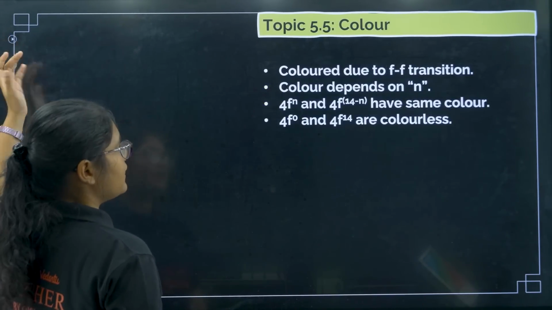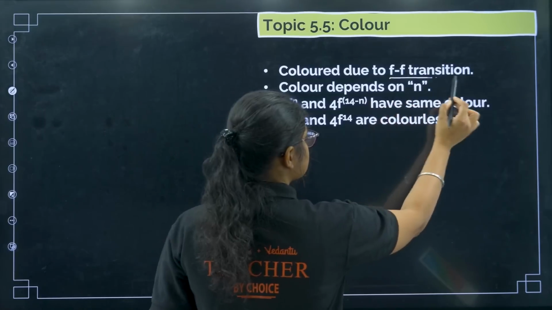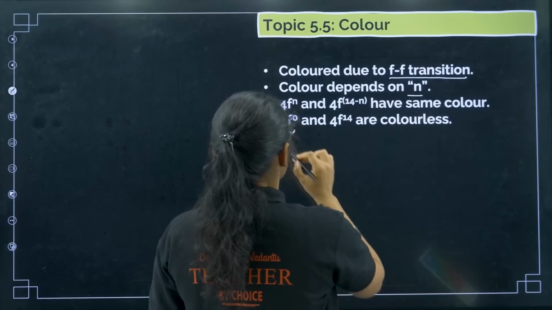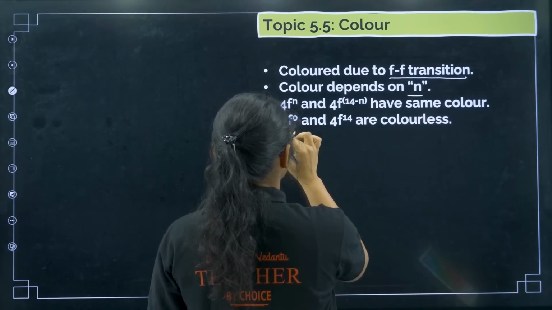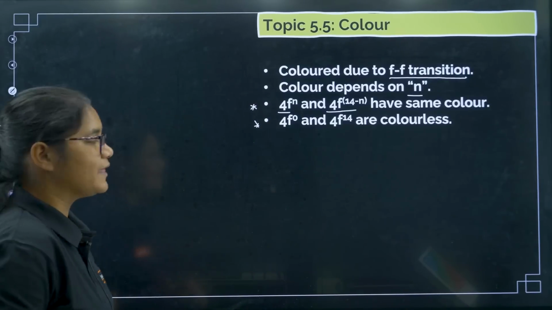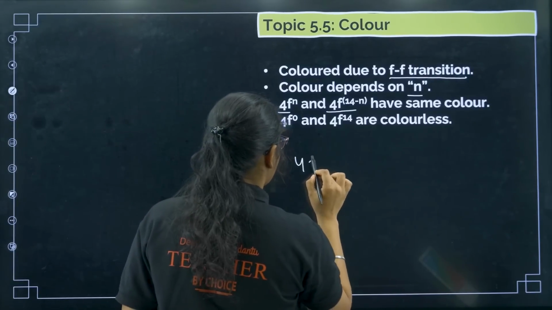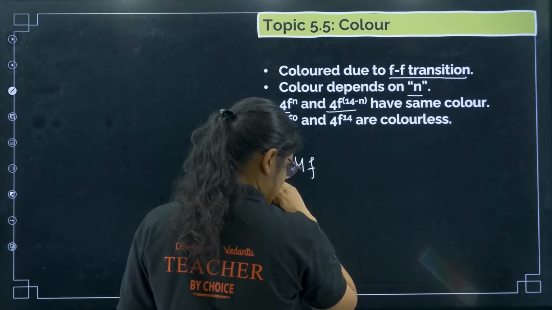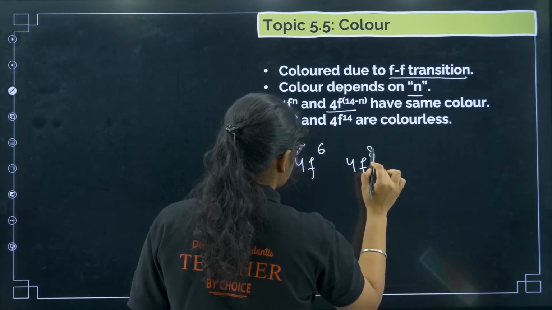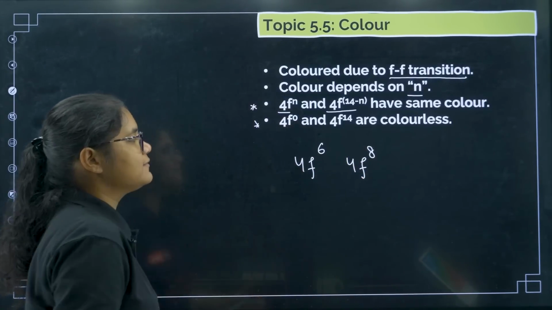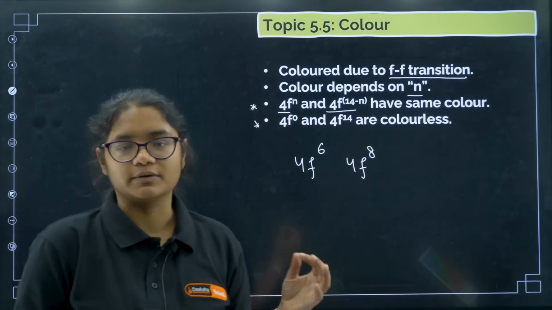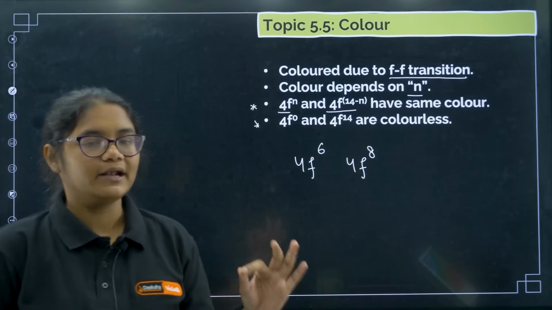Next, we have colored compounds. Here, instead of d-d transition we have f-f transition, so color depends on the number of unpaired electrons. Here we have a very special feature: 4fn and 4f14-n have the same color. Suppose I take 4f6 and 4f8, they both will have the same color, and 4f0 and 4f14 are colorless. That is very obvious because of the absence of unpaired electrons.